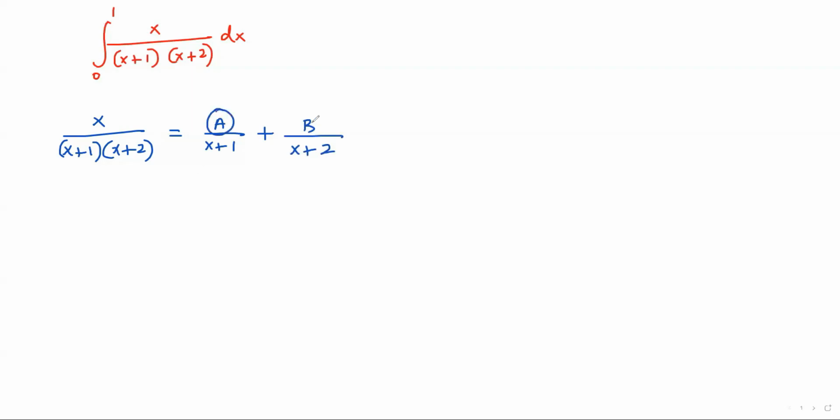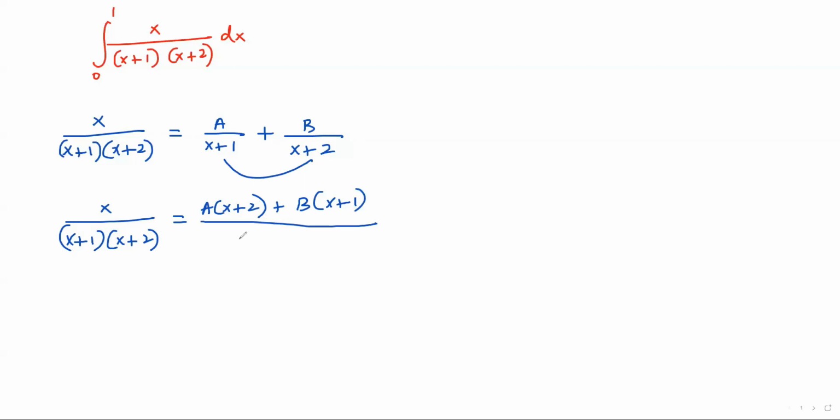Now I have to get the values of these two unknown constants A and B. For that, I'm going to do cross multiplication. That is, I multiply this A by x + 2 and this B by x + 1. Finally, I multiply the two denominators, x + 1 and x + 2. So we have x over (x + 1)(x + 2) equals A times (x + 2) + B times (x + 1) over the product of the two denominators, (x + 1)(x + 2).